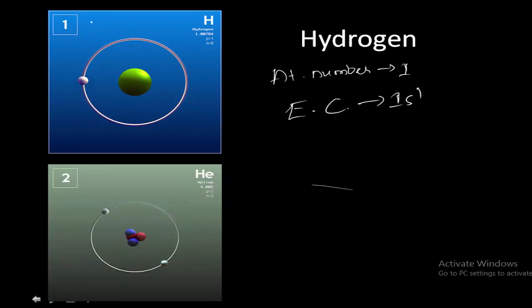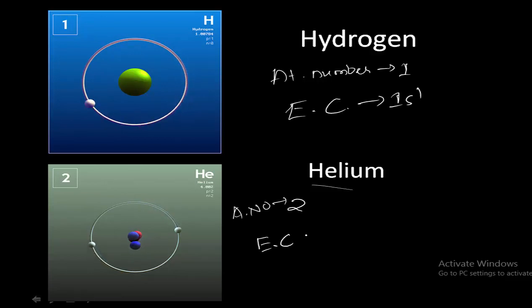Then the second one is helium. The atomic number of helium is 2. Okay, and now what would be the electronic configuration? Again, in the first shell, 2 electrons are there. Since 2 electrons are there, they will go to the s subshell and get occupied in the s subshell. So 1s2 is the electronic configuration of helium.